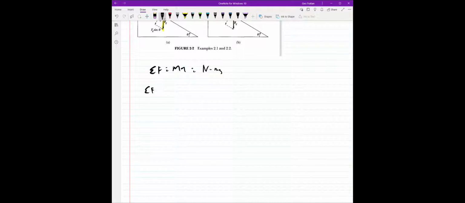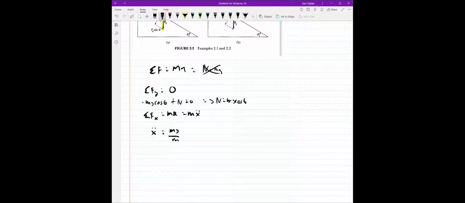So let's do sum of the forces. I don't like how the textbook does it. In the y direction is equal to 0, and it's negative mg cosine theta plus the normal force is equal to 0. So then N is equal to mg cosine theta, and then we can sum the forces in the x direction. And now the x direction is our direction of motion, so that's equal to ma, which is, again, m x double dot. And that immediately tells us that x double dot is equal to mg over m sine theta, right? Because we're assuming there's no friction.